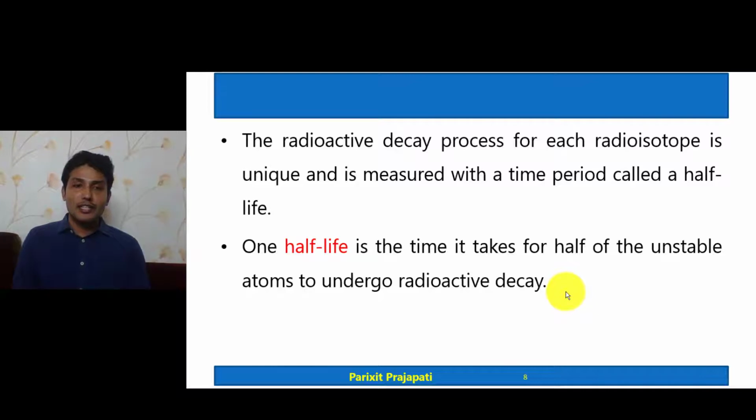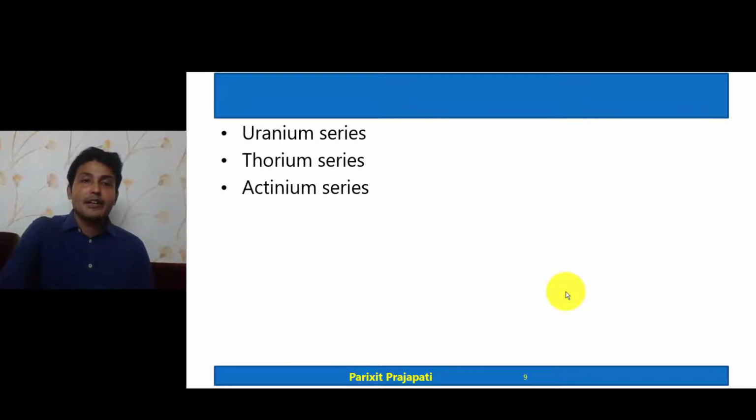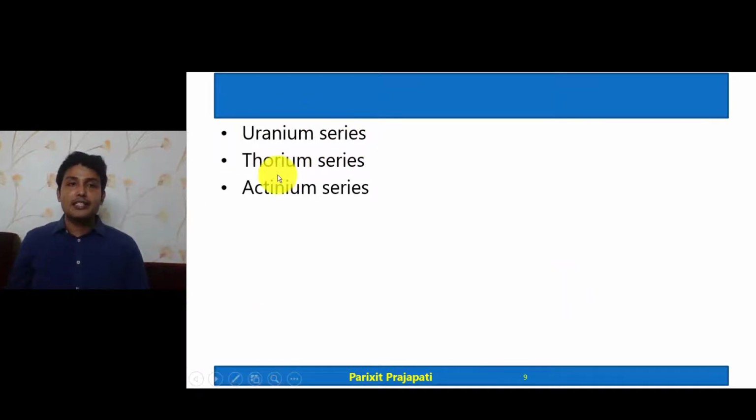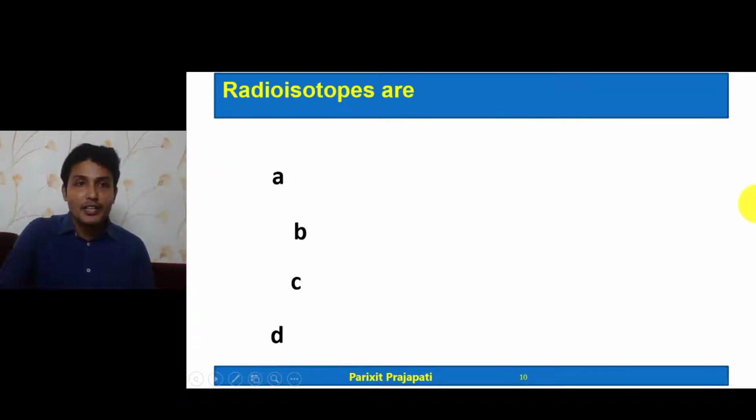Whatever initial concentration of that substance or that atom or nucleus is there, that will be converted into half, and the time period required for that is known as half-life. Next, examples of radioactive series are the uranium series, thorium series, and actinium series. So these are the examples of radioactive series.